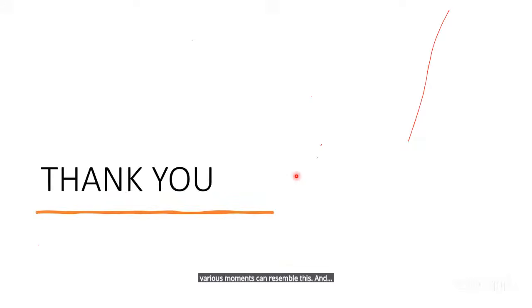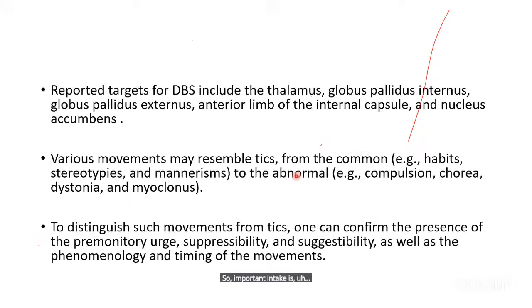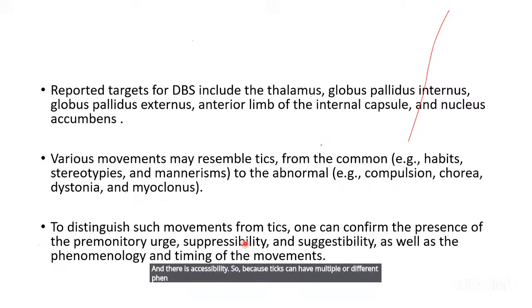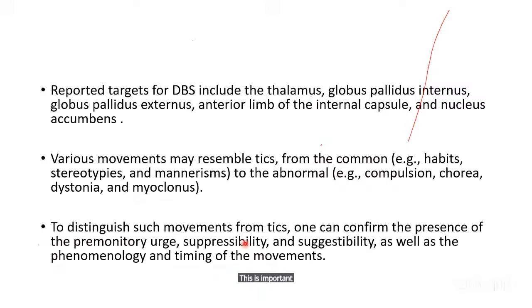That's it. Thank you. Okay, so important in tics is that they have a premonitory urge, and after the tic is done, they feel better also. And there is suppressibility. Because tics can have multiple or different phenomenology, this is important to differentiate it from other movement disorders.